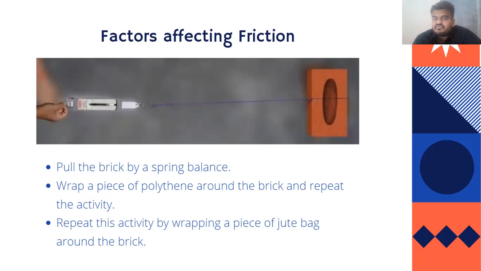And the next one is the factors affecting friction. First of all, you are given an activity in which there are three sub-activities. The first is to pull the brick with a spring balance. We will see what a spring balance is. The next is to wrap a piece of polythene around the brick before applying the pulling force on the brick. And the last one is wrapping a piece of jute bag around the brick.